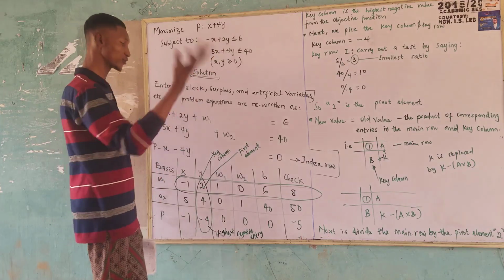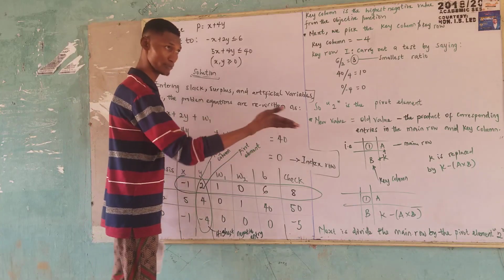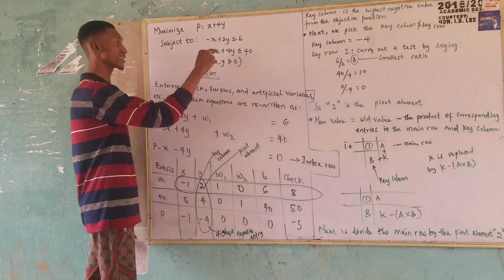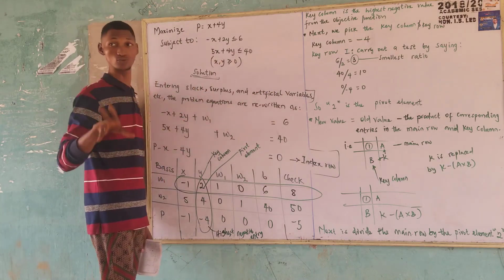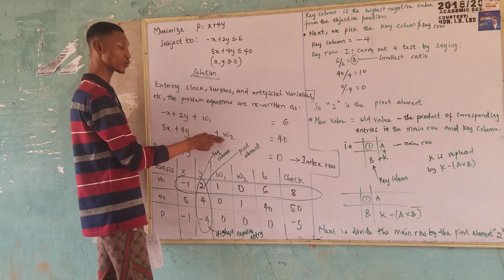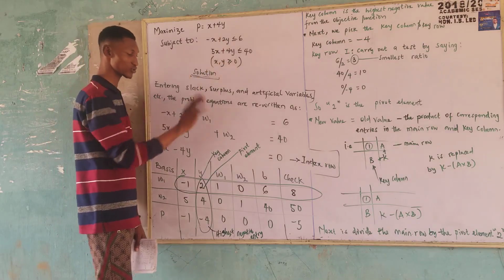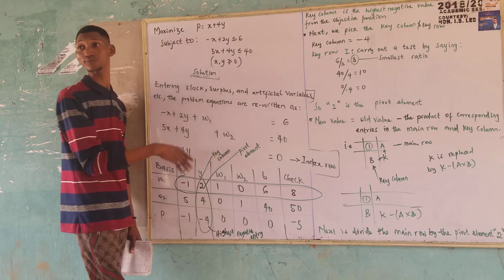So if it was a third constraint, I'd write w3 here. If it's a fourth, w4, and so on. But if it's negative, I'm going to put MW. So if this were negative here, I'd put MW2, you understand? But since there's no negative, I'm not going to have that, just w1 and w2.